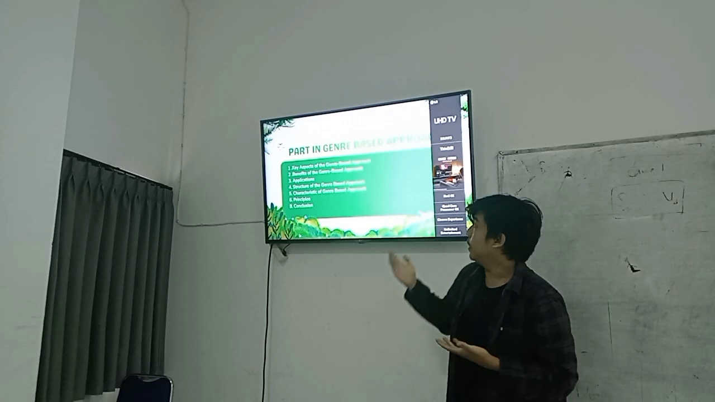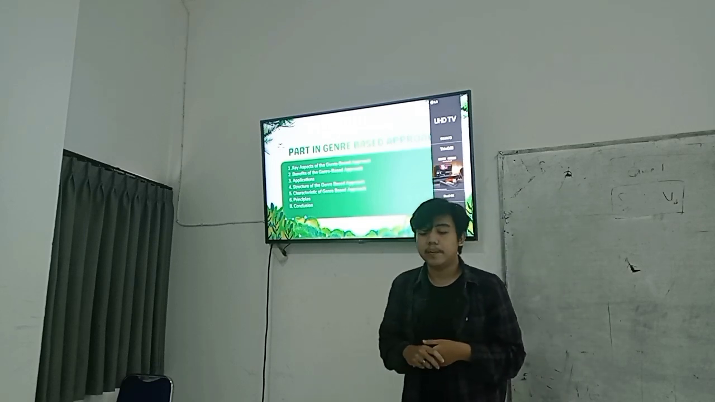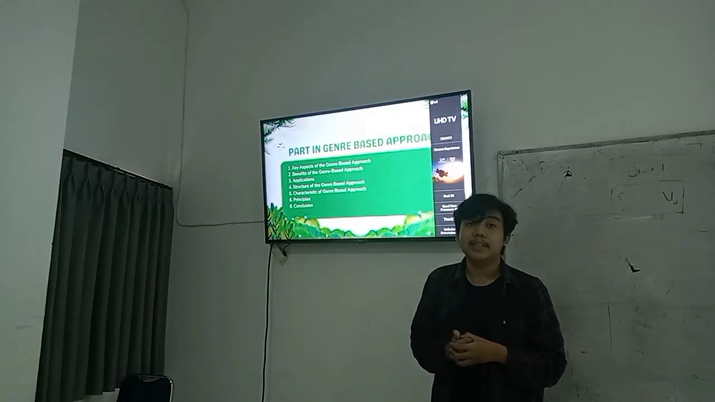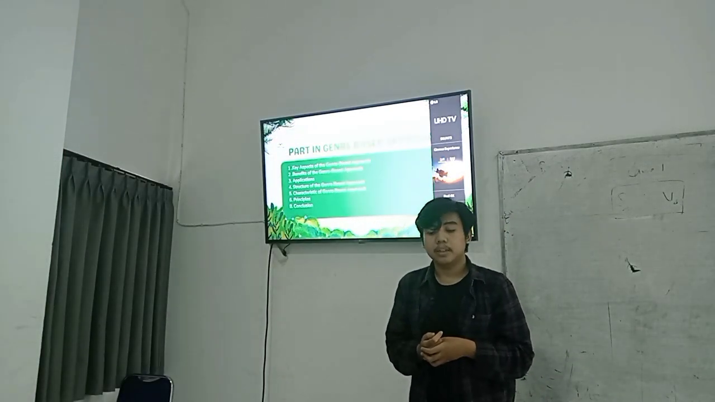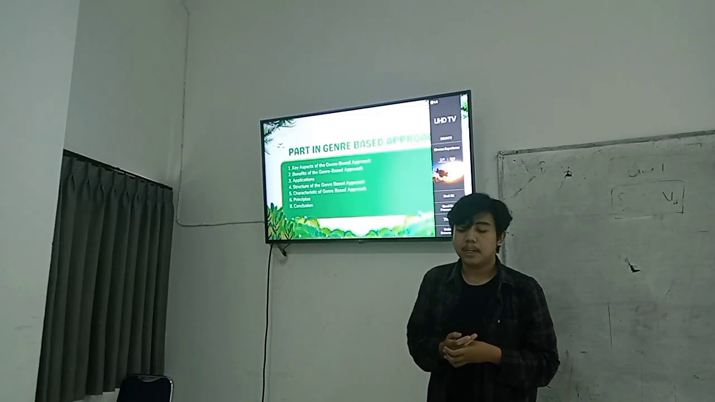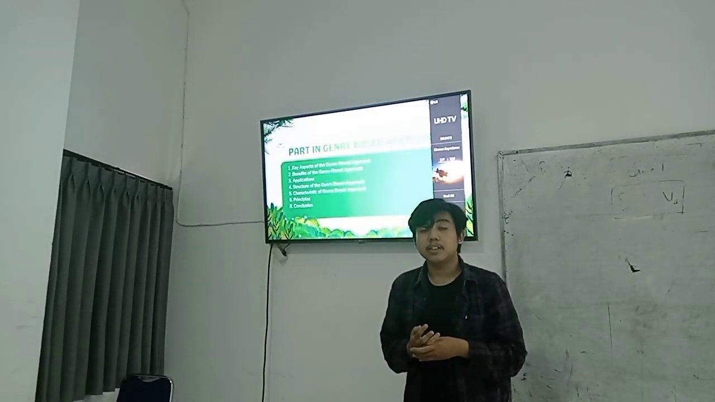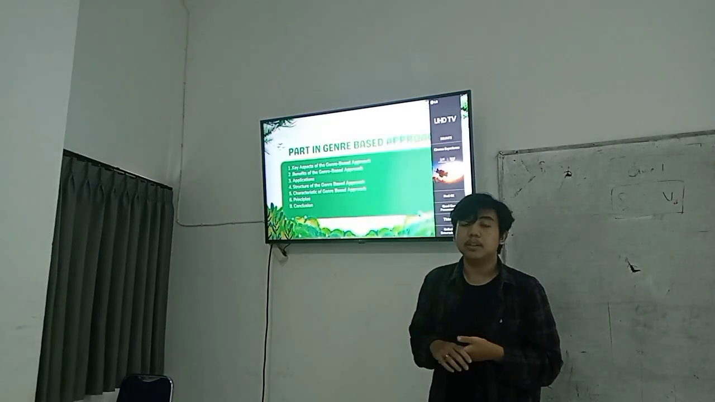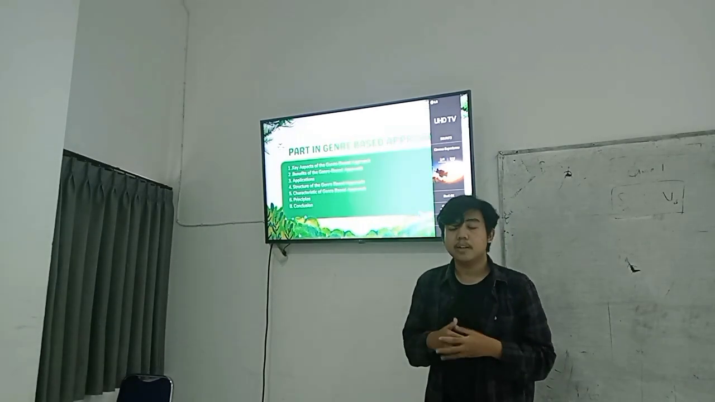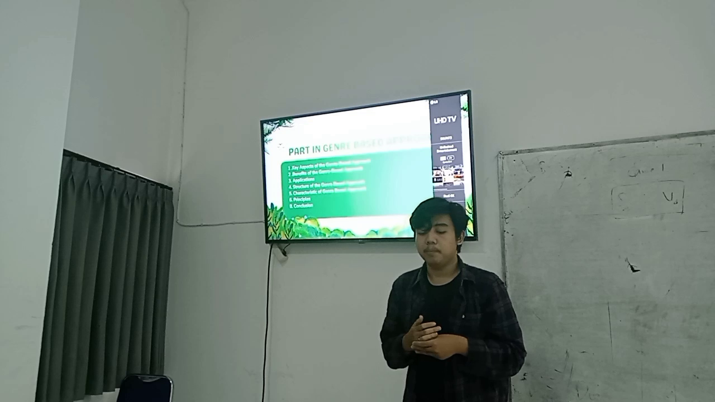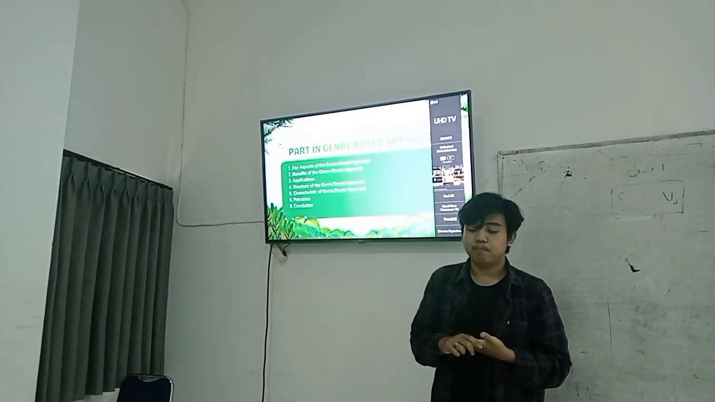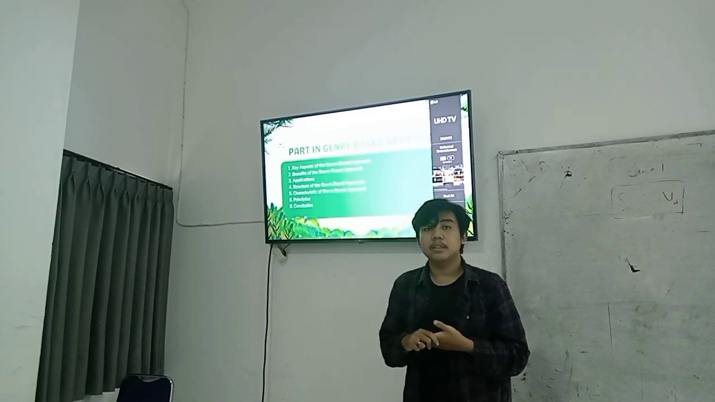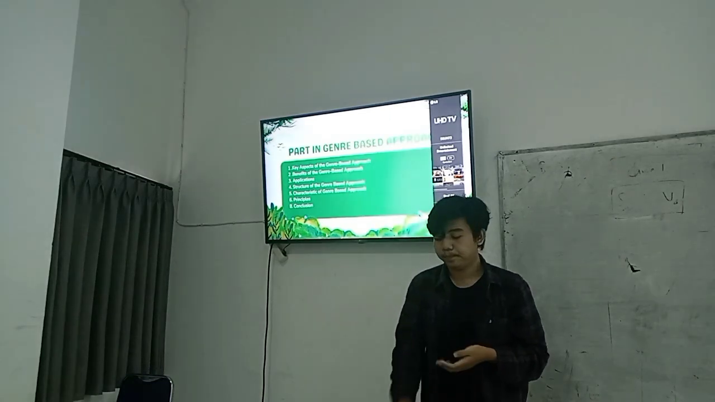Okay, here are the parts of the genre-based approach. The first one is key aspects of the genre-based approach, and the second one is benefits of the genre-based approach. The third is applications of the genre-based approach, then the structure of the genre-based approach, 5 characteristics of the genre-based approach, and then principles, and the last one is the conclusion.